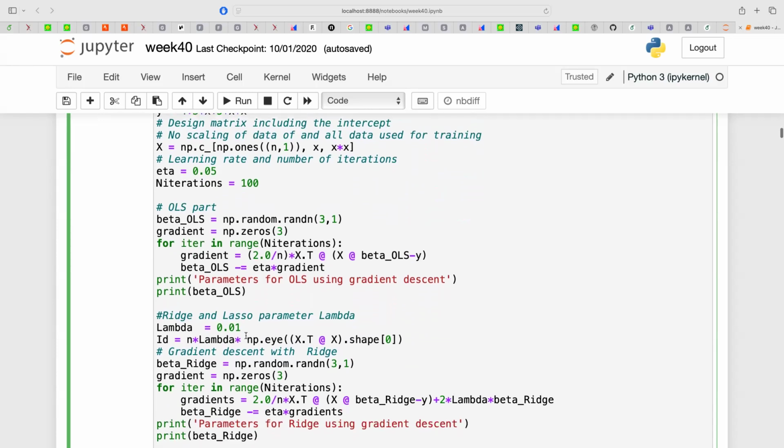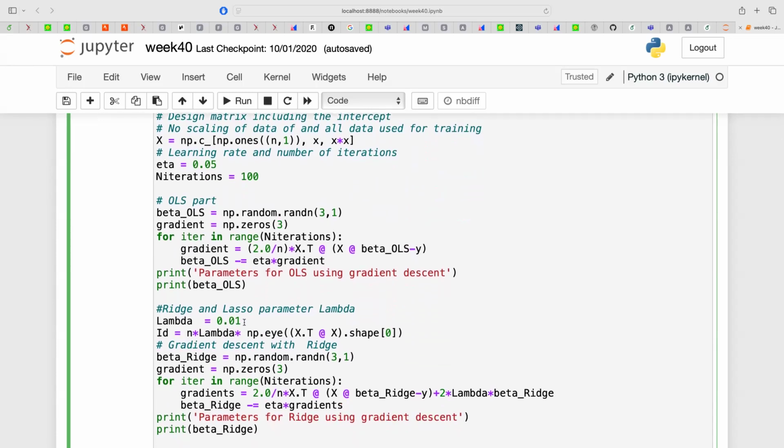Then you have lasso and ridge. And there's one thing: you could actually have coded lasso if you wanted. But we thought we could use scikit-learn's functionality because that often has better search algorithms as well.